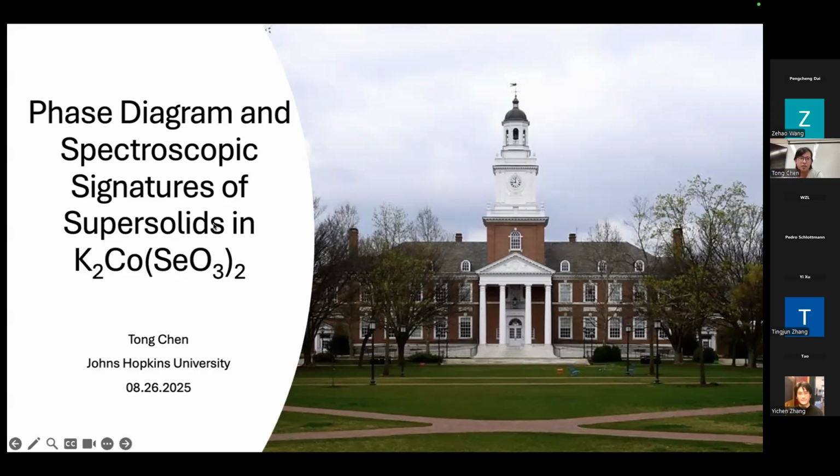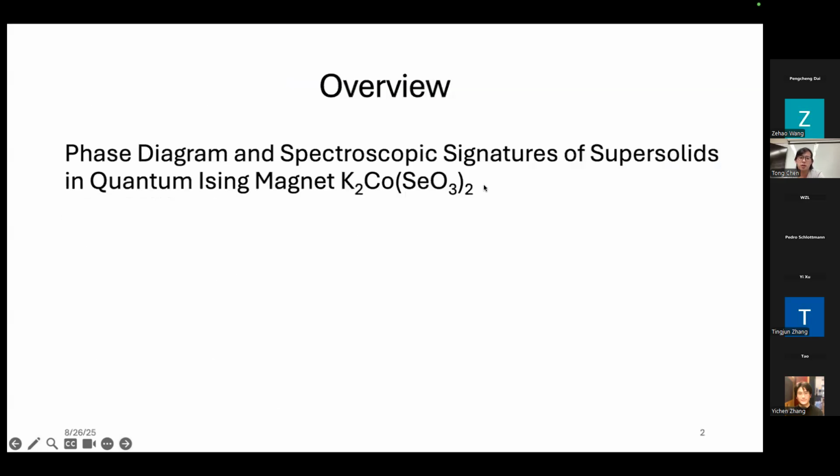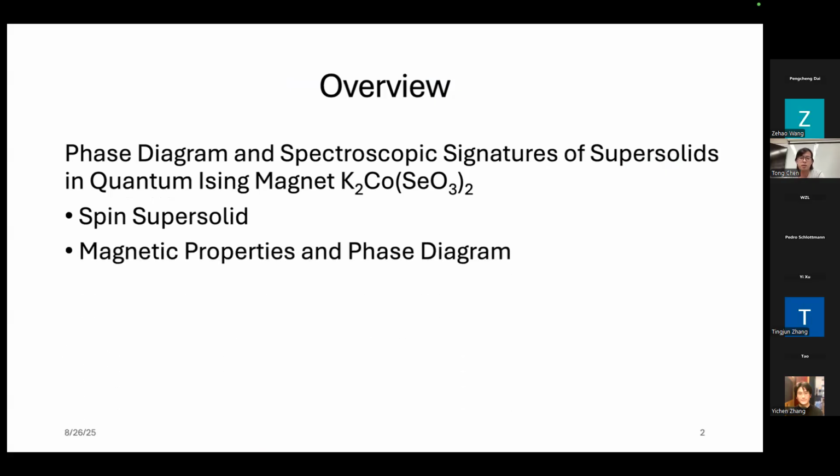Today I'm going to talk a little bit about our recent work on this interesting system, potassium-2 cobalt selenium O3-2, which we'll call K2Co. The talk will be divided into 3 parts. First, I will briefly introduce the concept of a supersolid, and why we are looking for a supersolid in spin systems. Then we'll go to this specific material K2Co. I will describe some measurements that we are familiar with, the magnetic and thermodynamic properties, which can be measured in a local PPMS, and from which we can map out the phase diagram.